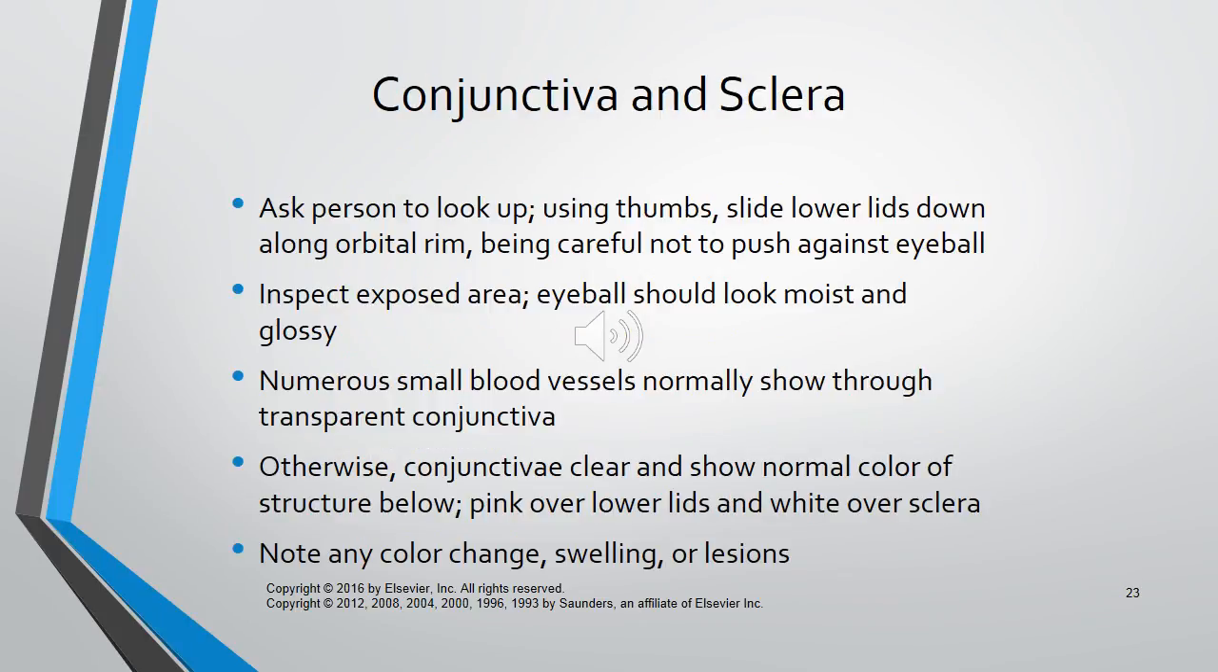Inspecting the conjunctiva and the sclera, using your thumbs very gently, slide the lower lids down and ask your client to look up. Inspect the exposed area. The eyeball should look wet and glossy. You should be able to see small blood vessels. There should be no yellowing of the sclera. Normally, the lower lids are slightly pinkened. Note any color changes, swelling, or lesions of the eye or the lids.